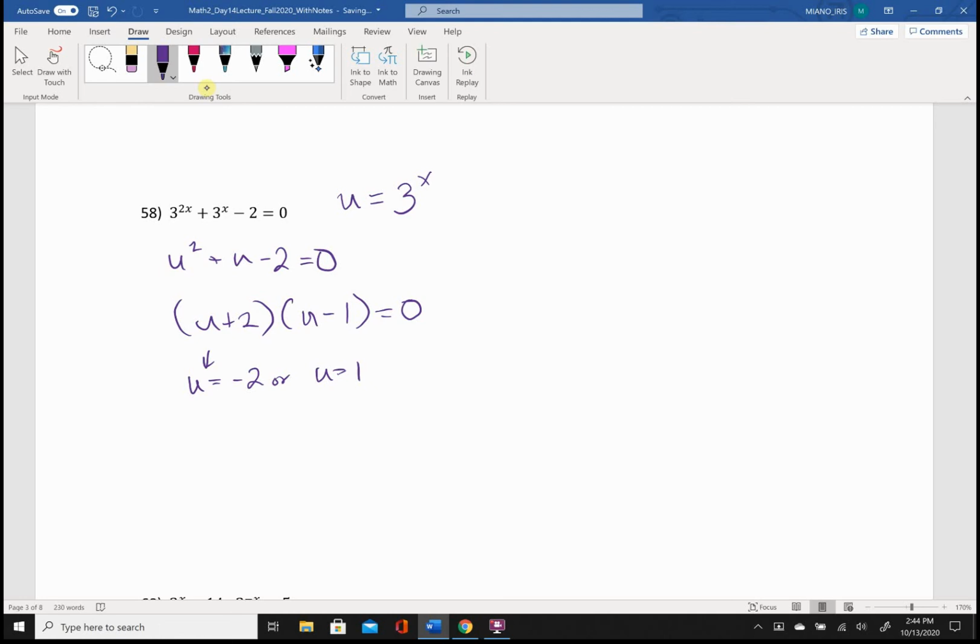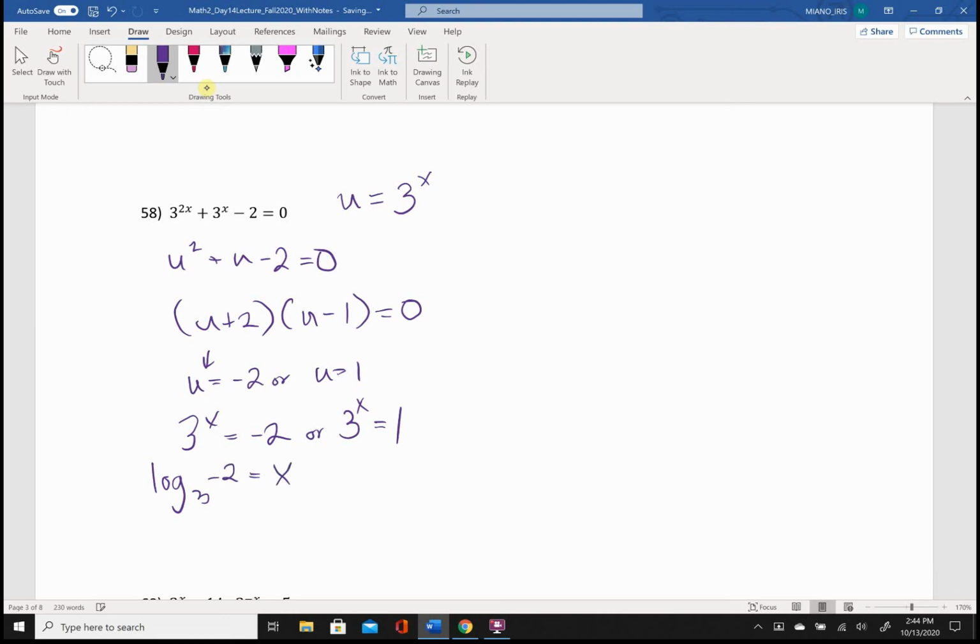But what was u again? Go ahead and put the originally substituted value back in. 3 to the x power equals -2, or 3 to the x power equals 1. Great. Well, if we were going to try and determine what the value of x is here, we would need to convert it into a logarithm. So we would have log base 3 of -2 equals x.